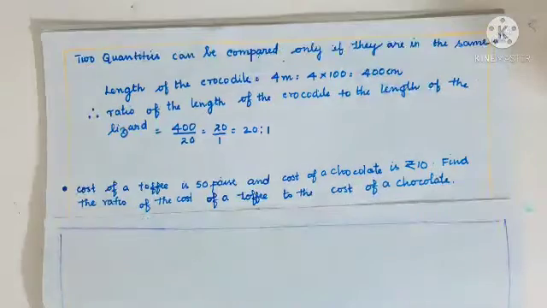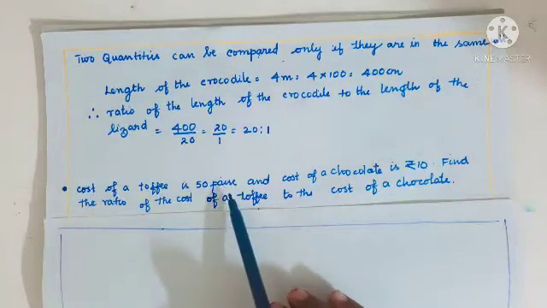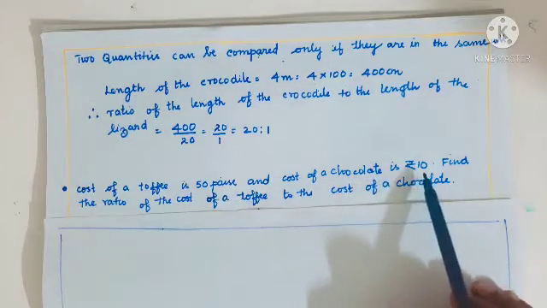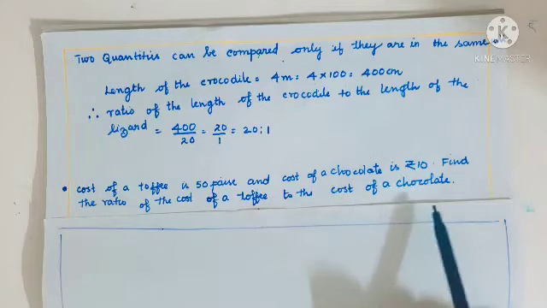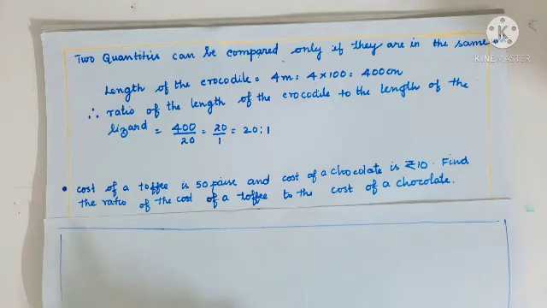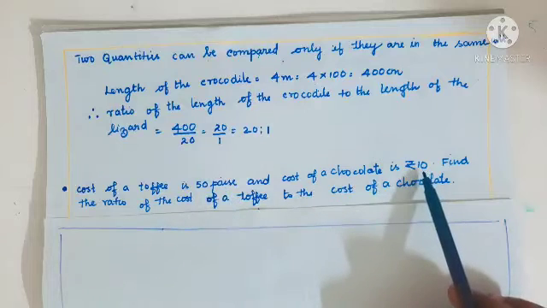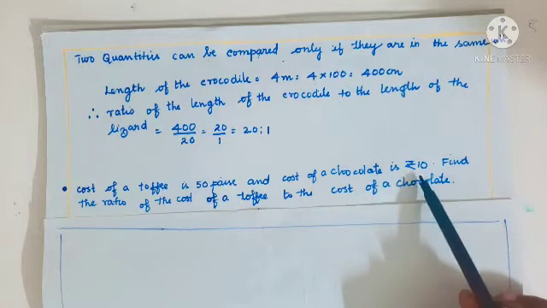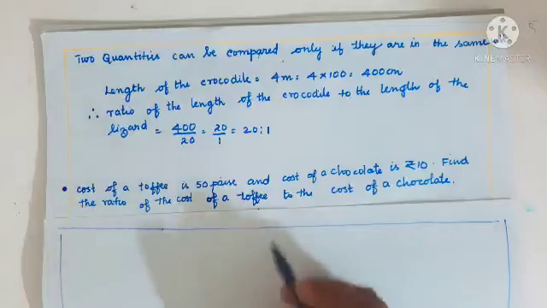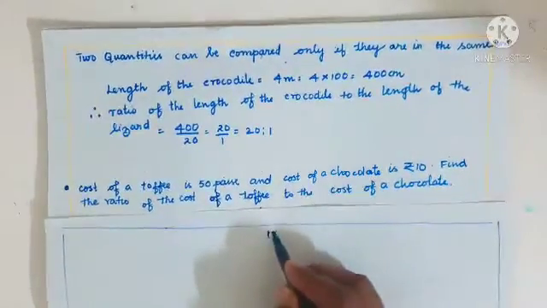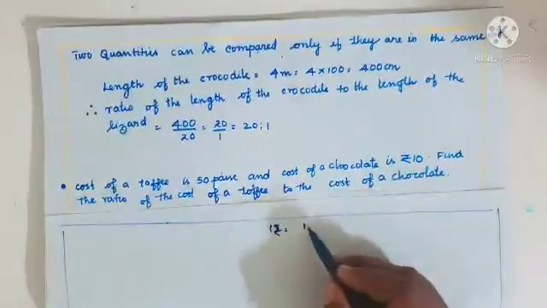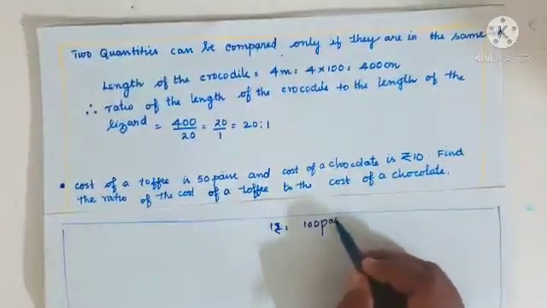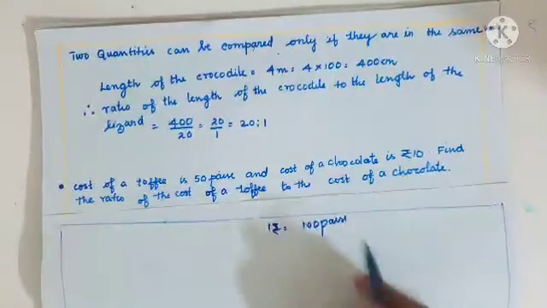Okay, fine. Now listen here. The cost of the toffee is 50 paise and the cost of the chocolate is rupees 10. Find the ratio of the cost of the toffee to the cost of the chocolate. Now you listen here carefully. Here it is paise and here it is rupees. So now you kindly change this rupees into paise. You know that 1 rupee is equal to 100 paise. Isn't it? Yes. So now you know that it is 100 paise.